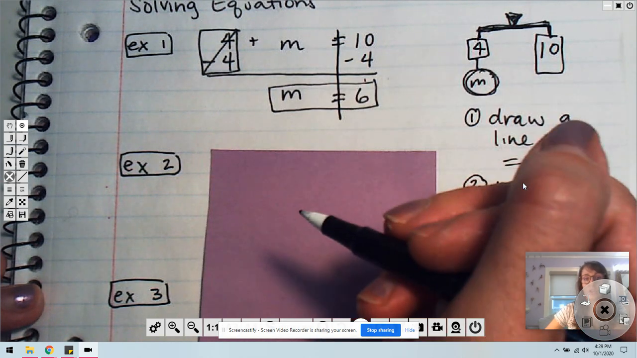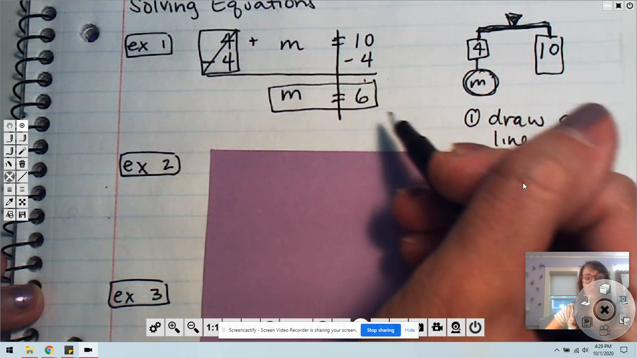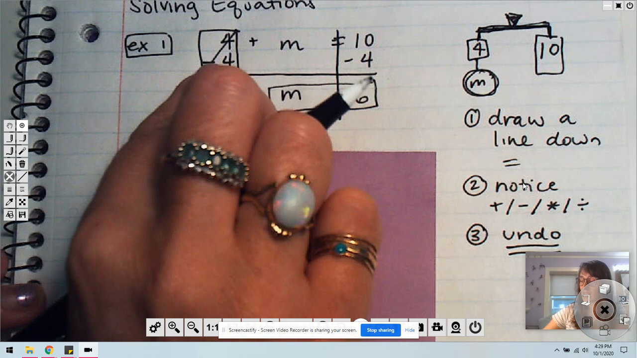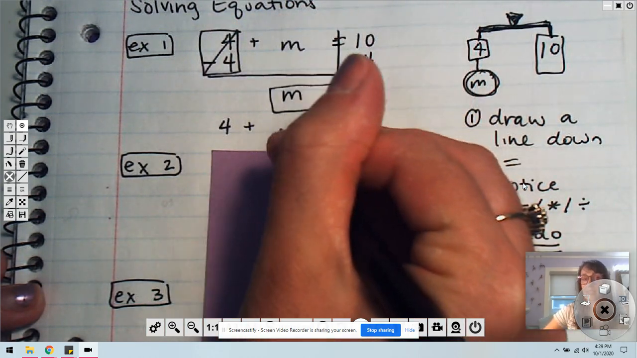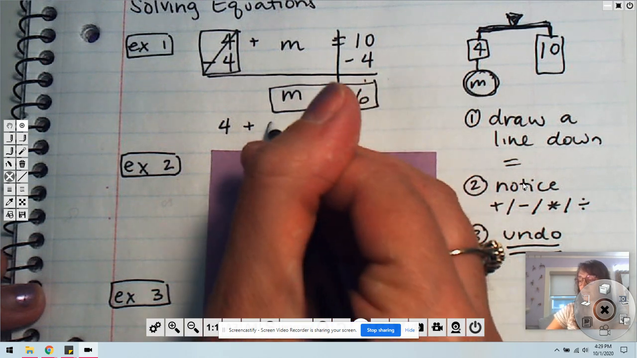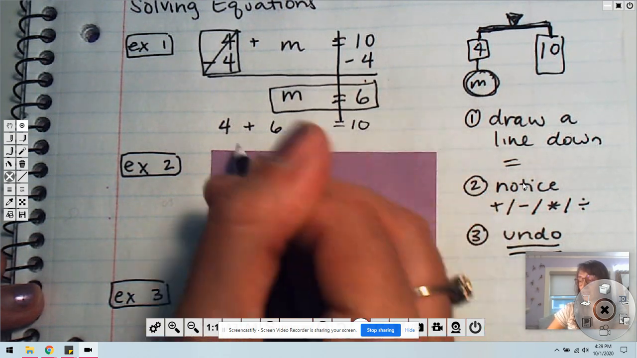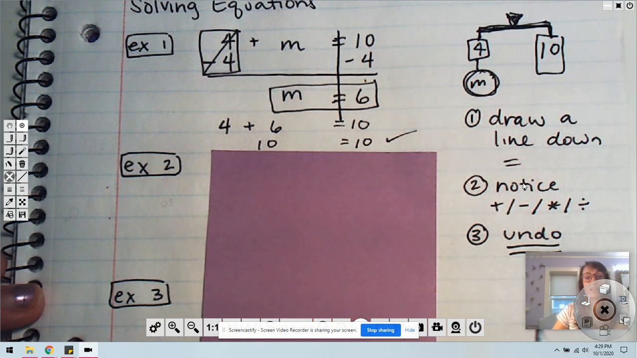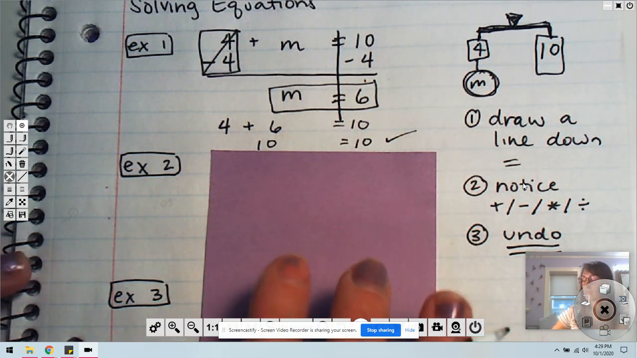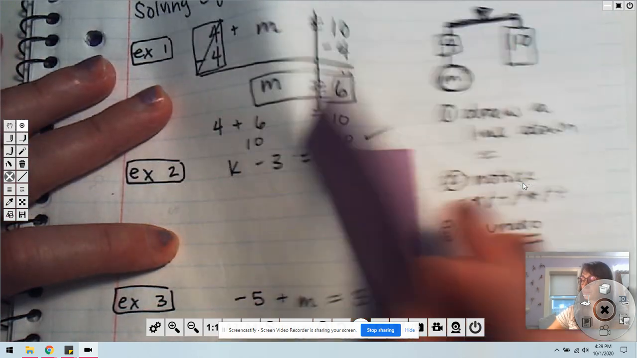I can double check my work by substituting this value back in. If I take my original equation, 4 plus, but now instead of m, I plug in 6, I should get 10. 4 plus 6 is 10, which means that I got my answer correct. Let's look at another example.